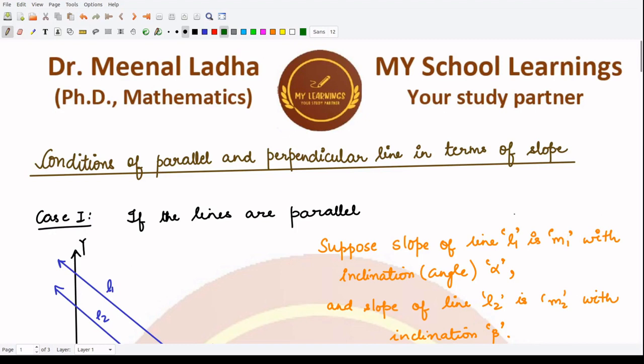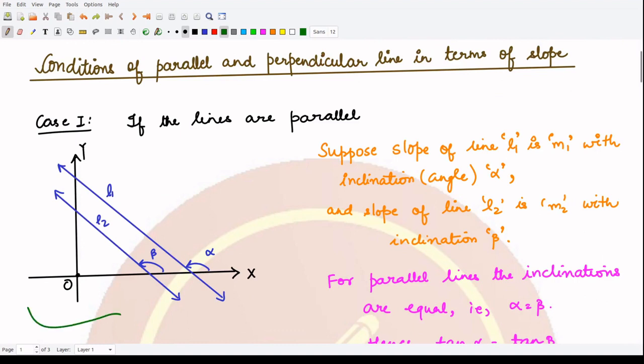In this video, we'll be looking at the conditions for parallel and perpendicular lines in terms of the slope of a line. So let's consider case 1, where we assume that the lines are parallel to each other. Let's see this diagram over here. We have this coordinate plane with us, x and y. Here we have drawn two lines, one is L1, another is L2.